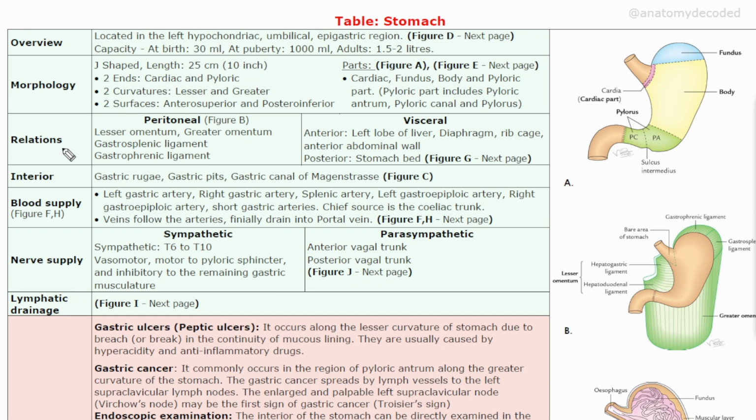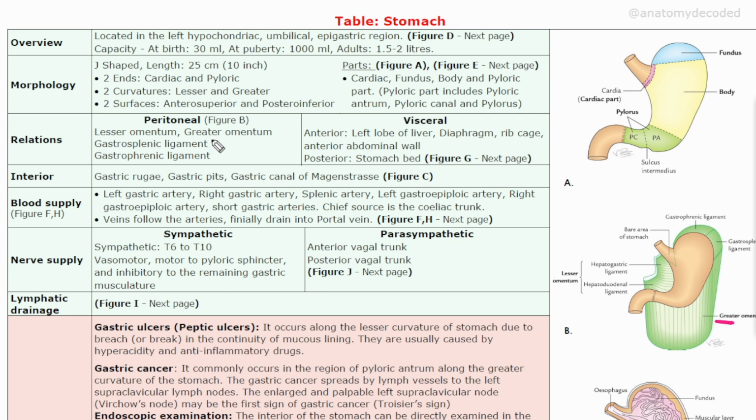Then the relations of the stomach. On the lesser curvature of the stomach, there is a fold of peritoneum that is referred to as the lesser omentum. Here we can see a fold of peritoneum which comes from the liver to the stomach, referred to as the lesser omentum. Then on the greater curvature, there is an omentum called the greater omentum. These folds of peritoneum cover the stomach and extend from the greater curvature as well, where it is referred to as the greater omentum.